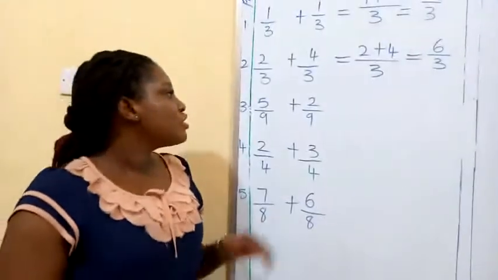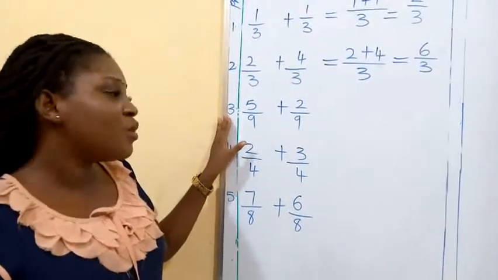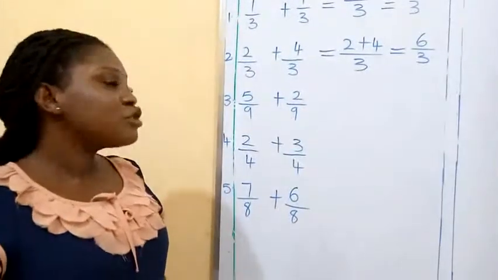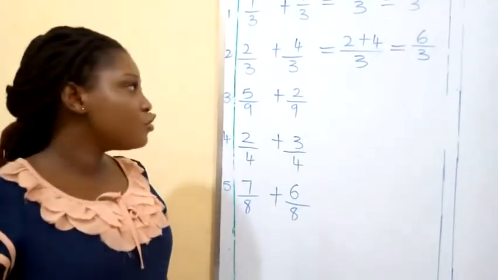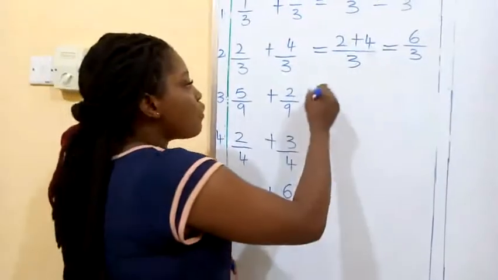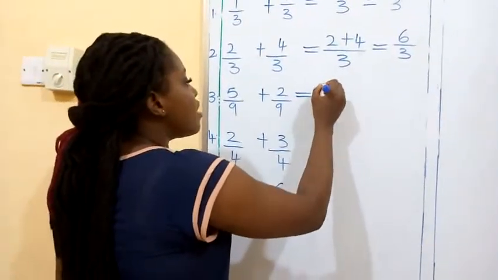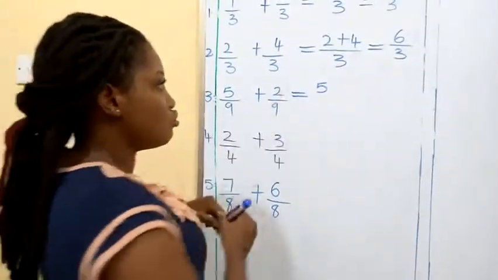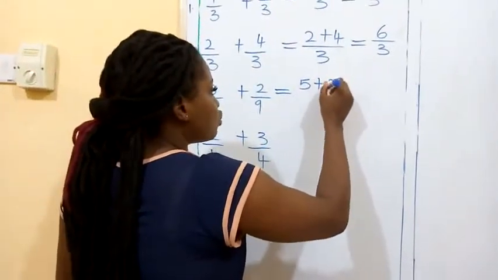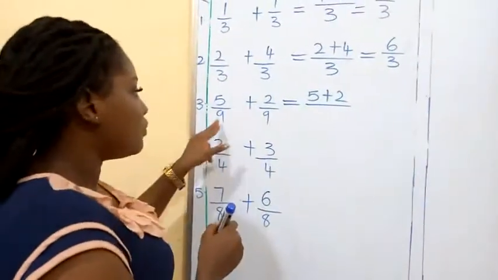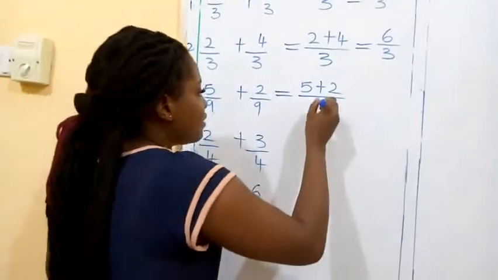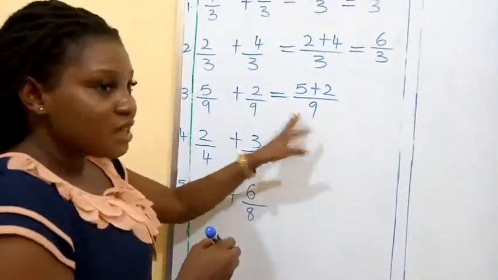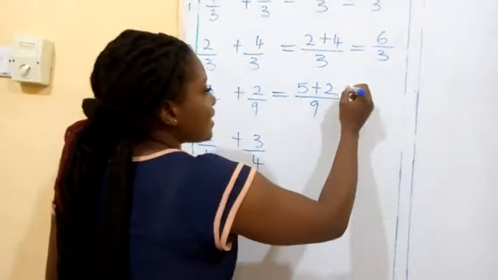Okay. So the same thing goes with number 3. What are we to do? We have to take the numerator. And which number is up? Number 5. How do we call it? Numerator. So for us to get the answer, we are going to first of all write the numerator. This is 5 plus 2. We take it here. 5 plus 2. All over our denominator. The number down is what? 9. Since the numbers are the same, you don't repeat the denominator, you just take one of it and write.